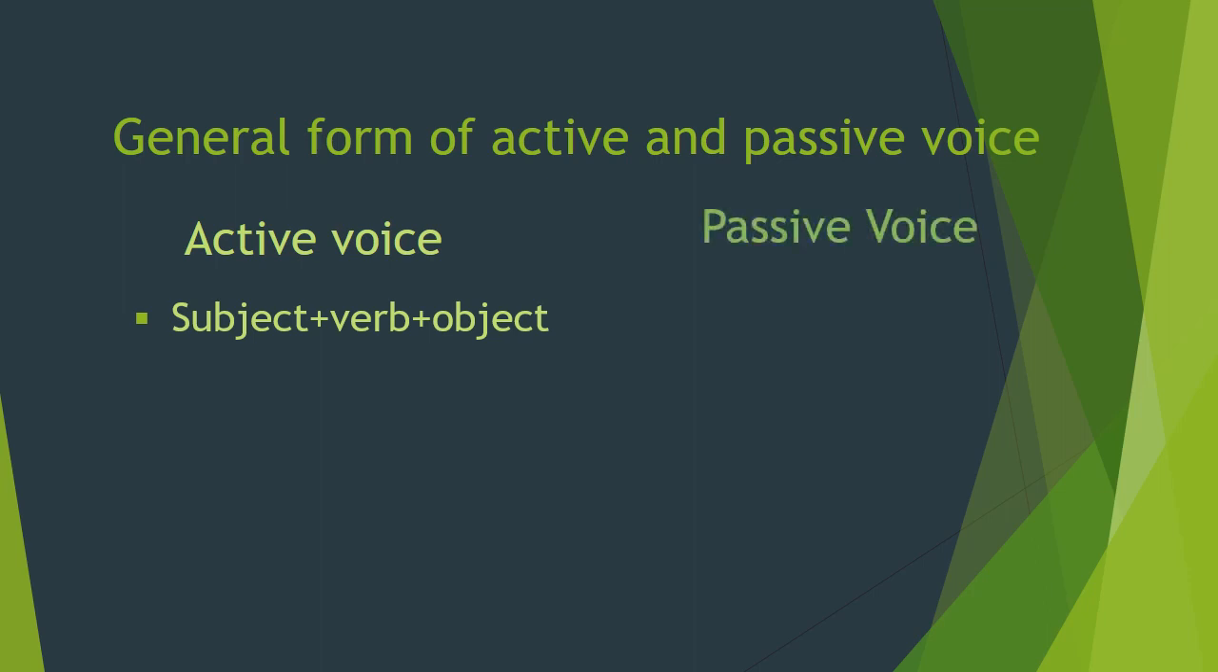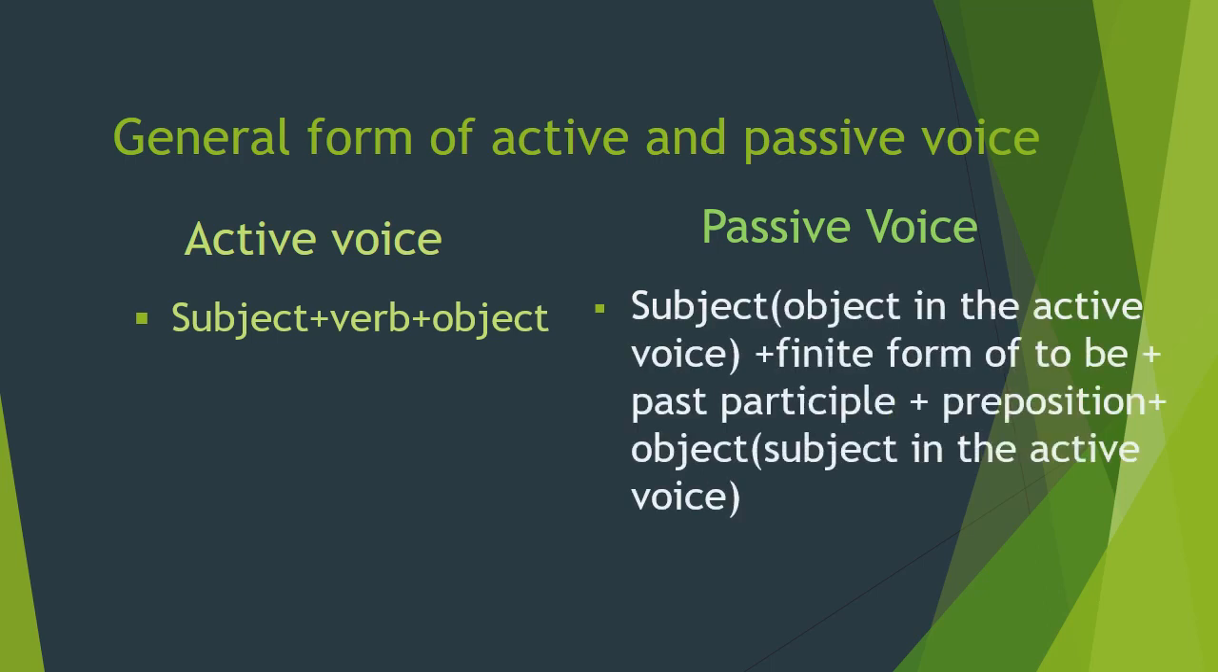Now in passive voice, the structure is subject, that is object in the active voice. As I have already said, that subject and object will get exchanged. Finite form of to be, past participle form of the verb. The past participle is nothing else but the third form of the verb. Plus preposition. Preposition normally will be by, plus the object, that is subject in the active voice.